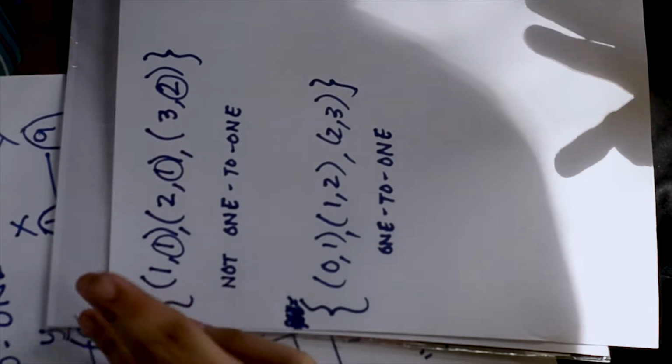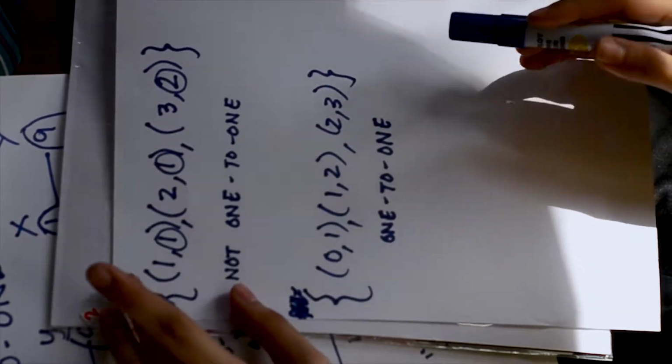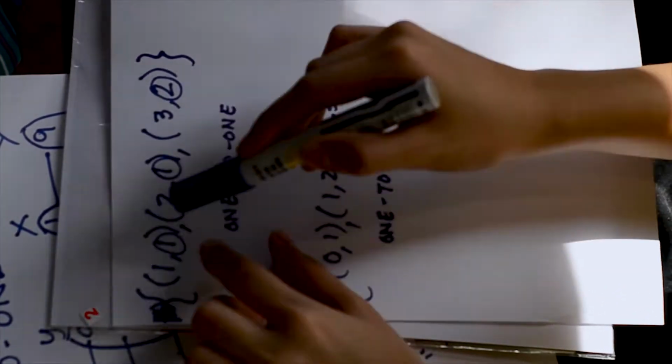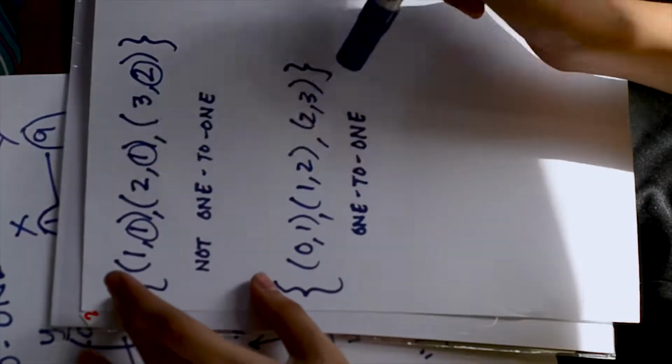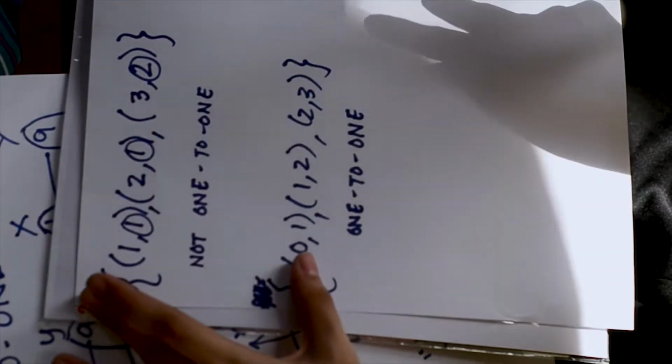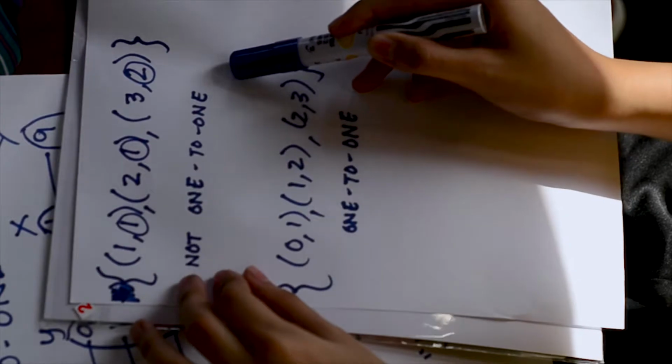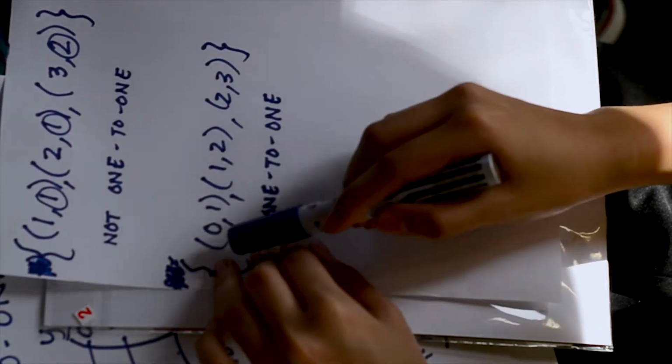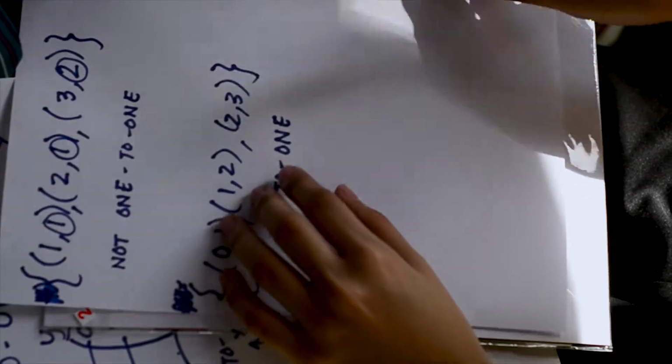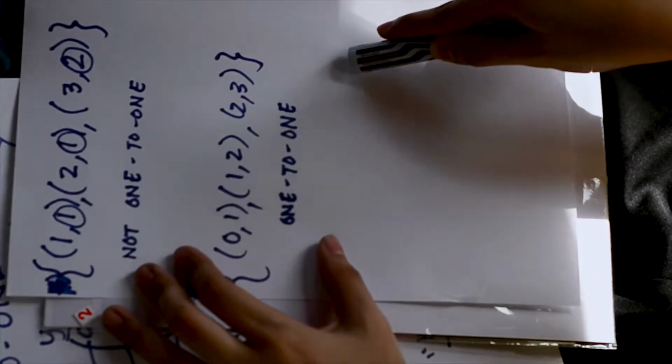But what if it's in set notation? You only have to look at the ordinates. And if an ordinate is repeated twice, then it's not one-to-one. But if it's all corresponding to a specific or only one value in the domain, then it's one-to-one. Okay. See that? Yeah.